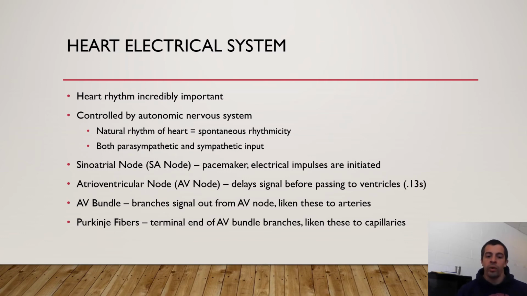Once it releases it, that electrical signal is sent down the AV bundle. I personally like to think of the SA and the AV node almost like the heart itself, that engine. And then the AV bundle really is almost like the arteries, where that signal starts to branch out, just like the arteries start to branch out. From the AV bundle, the Purkinje fibers branch out to the terminal ends. I like to think of these as almost like the capillaries, where the Purkinje fibers are what signal that electrical reaction to take place, and signal the contraction.